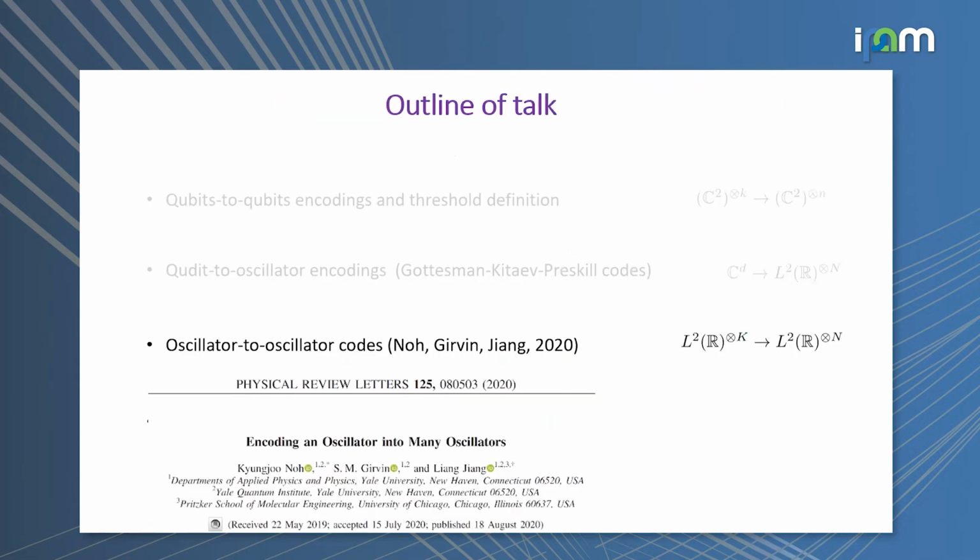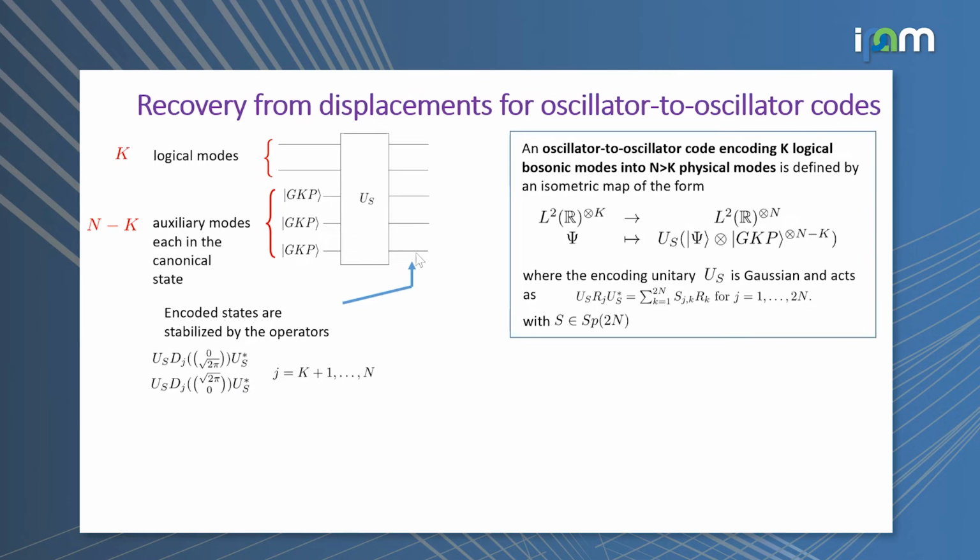Okay, so now I'm going to talk about encoding oscillators into oscillators, and this was proposed by Noh, Girvin, and Jiang last year. The procedure is as follows. You start with k bosonic modes that you would like to encode into n bosonic modes, and what you're going to use are certain GKP states. These are states corresponding to a one-dimensional GKP code, so these are canonical GKP states. And then you entangle these ancilla modes with these logical modes using a Gaussian unitary given by a symplectic matrix S. So that's the encoding operation. It's a Gaussian unitary. And because you know the stabilizer generators of these states, you also know what the stabilizer operators are for encoded states.